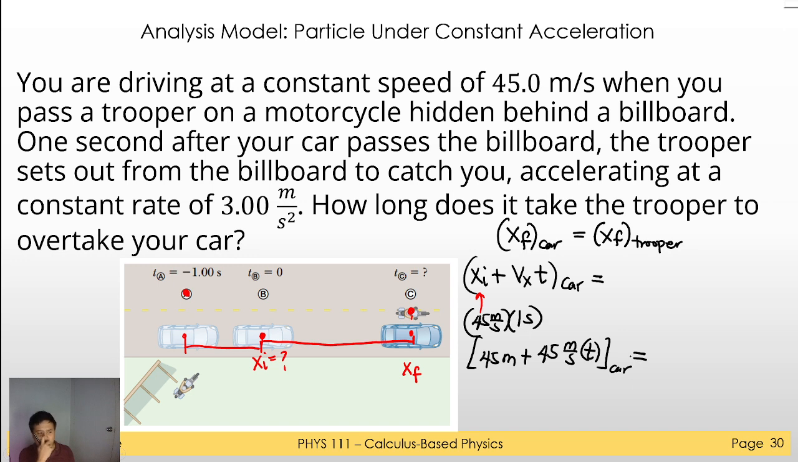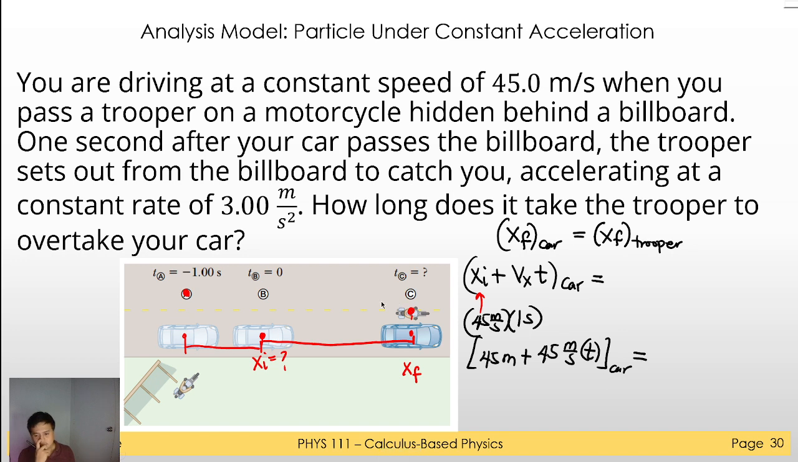Now, there is a problem here actually. The car and the motorcycle are at different time scales. So we will assume that the time here, guys, is equal to 0, and this will be negative 1 second when the car, this is the trajectory of your car.